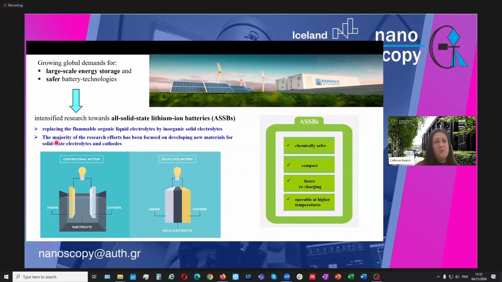However, the growing global demands for large-scale energy storage and for safer battery technologies have intensified research towards all solid-state lithium-ion batteries. This means that by replacing the flammable organic liquid electrolytes with inorganic solid electrolytes, we can achieve batteries that are chemically safer, compact, faster recharging, and that can operate at higher temperatures. So far, the majority of research efforts have focused on developing new materials for solid-state electrolytes and cathodes.